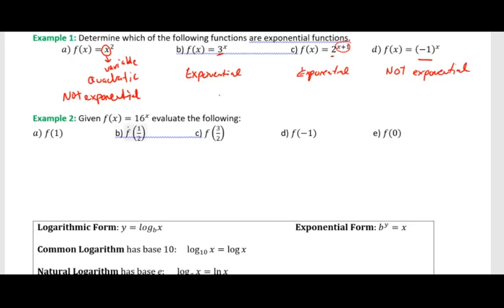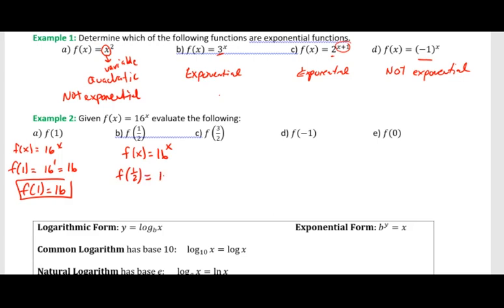Given f of x equals 16 to the x power, evaluate the following. So we want to know what f of 1 is equal to. So we're just going to replace the x by 1. So we get 16. So f of 1 is equal to 16. For f of a half, we do the same thing. So anywhere I see an x, I'm going to replace it with a half.